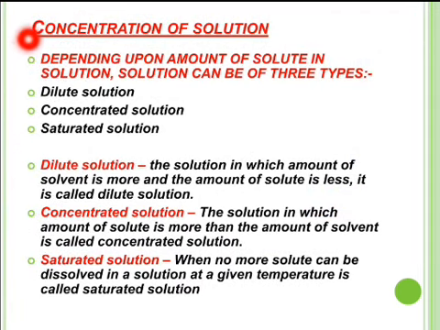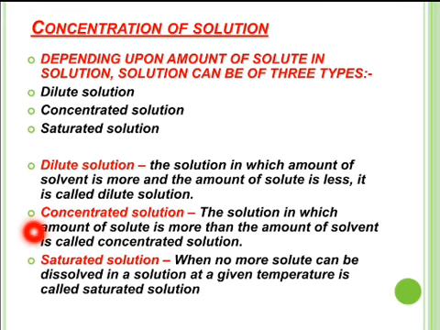Now let us see the concentration of solution. We have prepared solutions by adding solute to solvent. Depending upon the amount of solute in the solution, a solution can be of three types: dilute solution, concentrated solution, and saturated solution. A dilute solution is one in which the amount of solvent is more but the amount of solute is less. It is called a dilute solution.